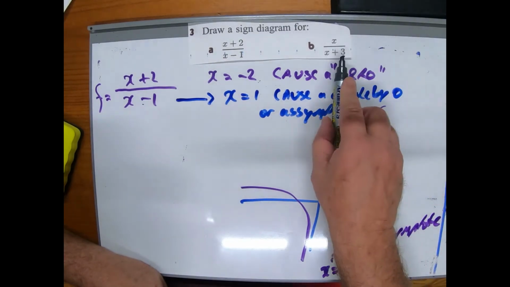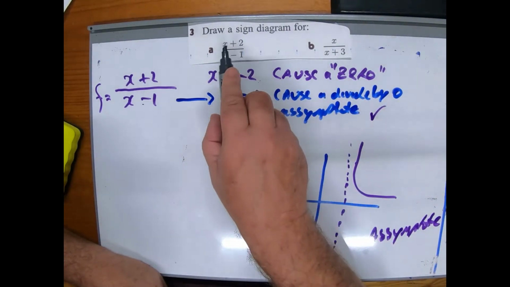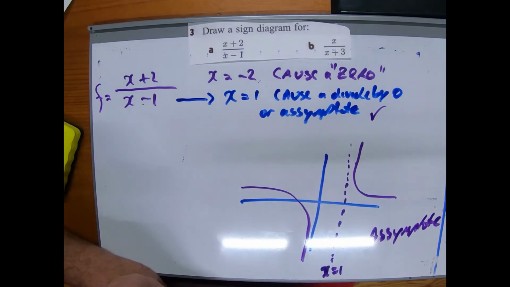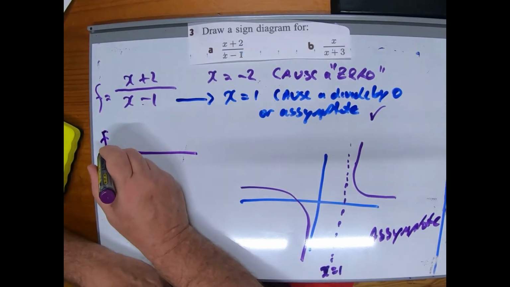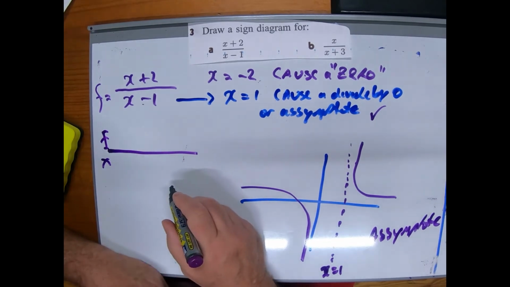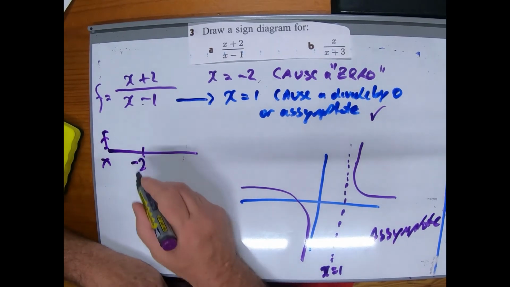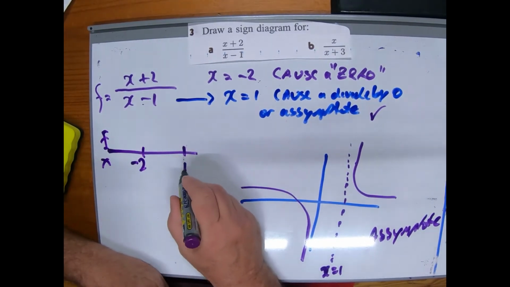Something's going to happen at minus 3. Something's going to happen at plus 1. The rest of this is much the same. F of x. So my two numbers of interest are minus 2 and 1.